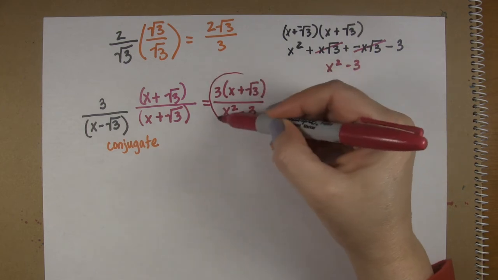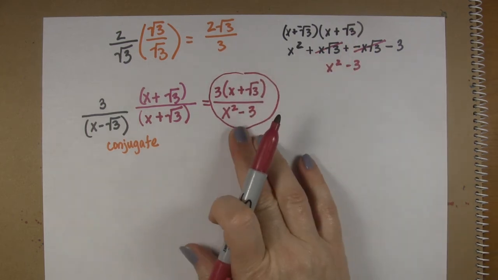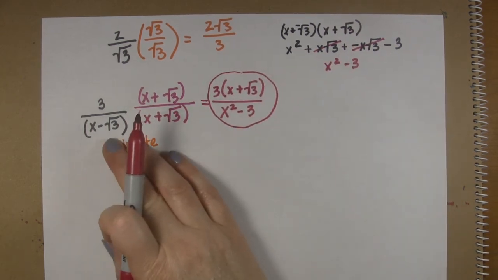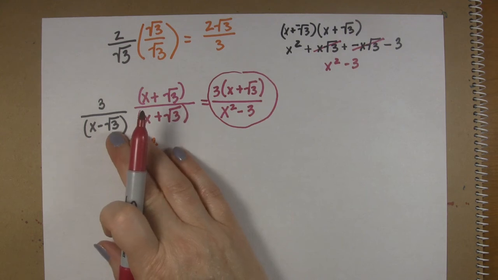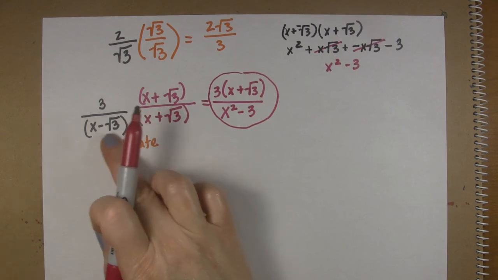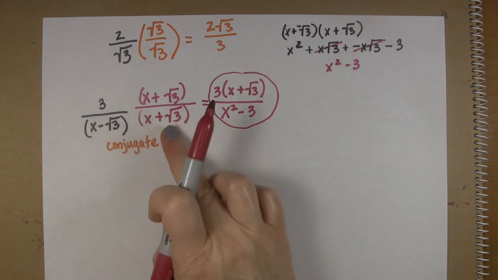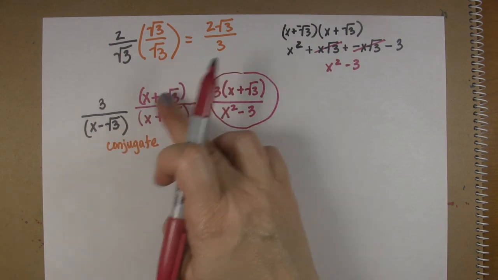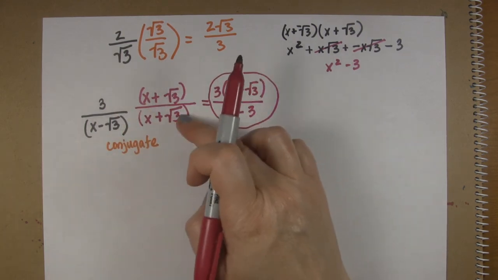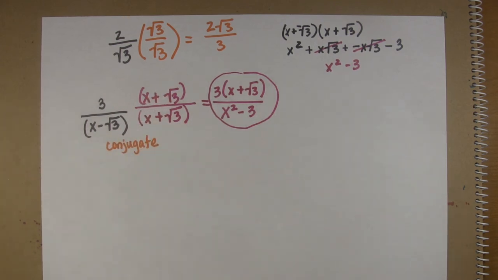So again, this is the preferred form. We don't like this because we don't like radical signs in the denominator. So when you have two terms like this, you multiply the numerator and the denominator by the conjugate of that term. Let's do just one more.